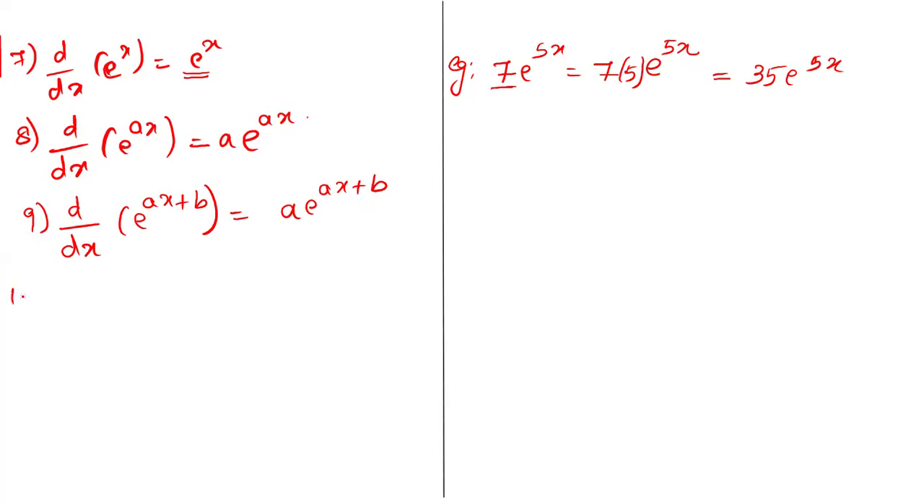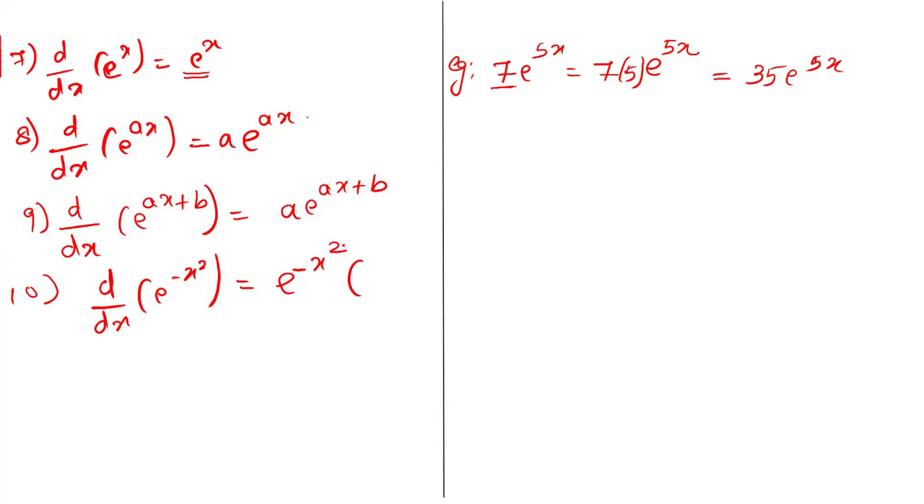Okay. Next, we'll move on to the next set of formulas. d by dx of e power minus x squared. Your question is like this. So first write the formula as it is, and then this is said to be a chain rule.